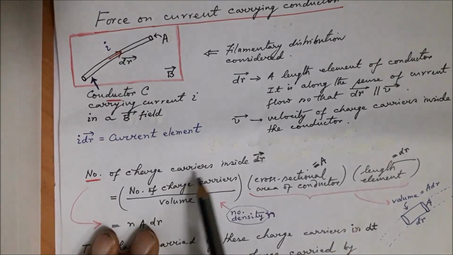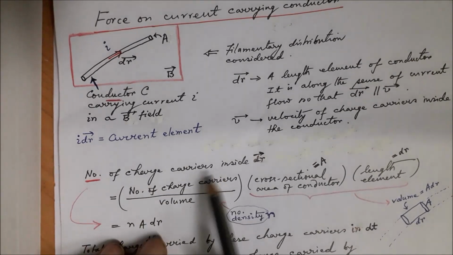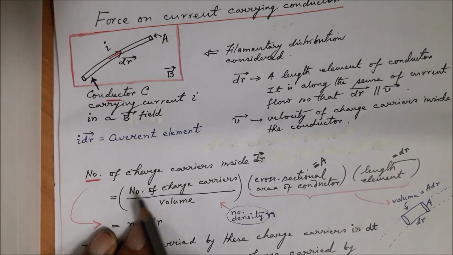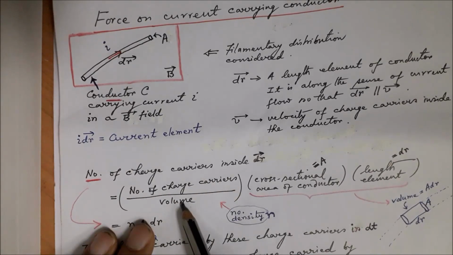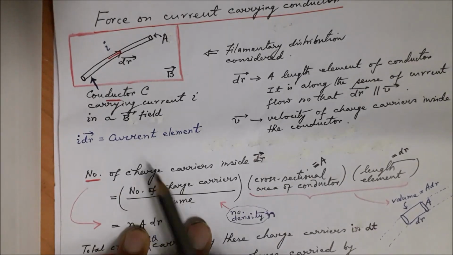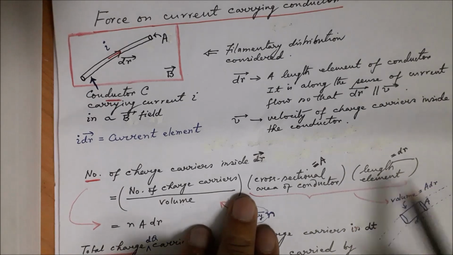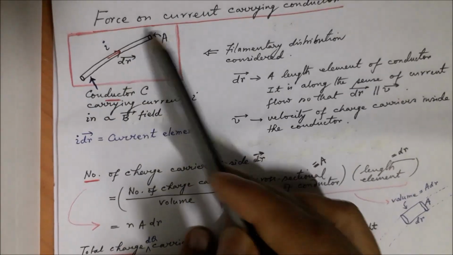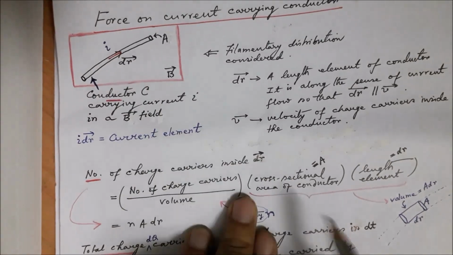So the number of charge carriers, let us try to construct an equation. The number of charge carriers is equal to the number of charge carriers per unit volume, and then multiply it with volume so that both sides remain the same. Now how is this volume? Cross section is A. If you multiply it with dr, you get this amount of volume.